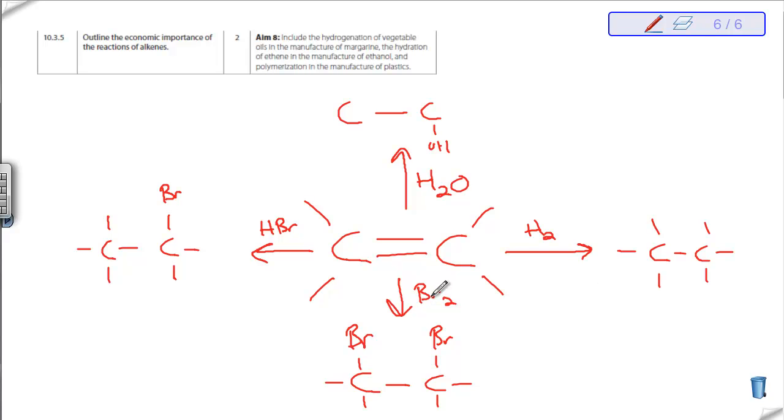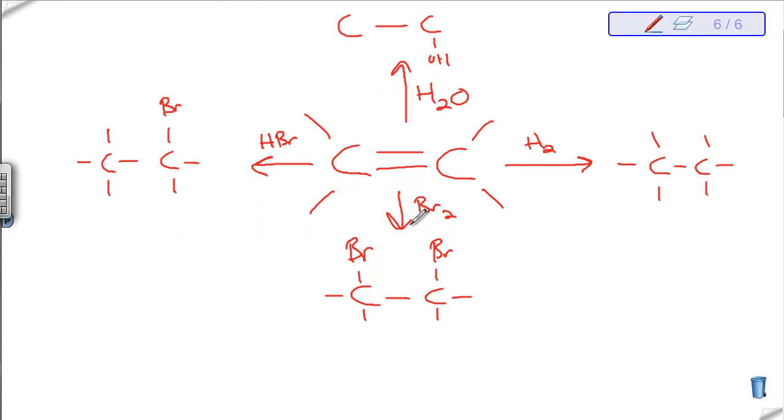You're asked to indicate the economic importance of these, and the three that are most important are, first, bromination and its use as a detector for alkenes. So remember, bromine is brown. If you add a mixture to bromine water, which is brown, and the brown color goes away, that's an indication that there is an alkene present, because you're producing this, which is colorless.